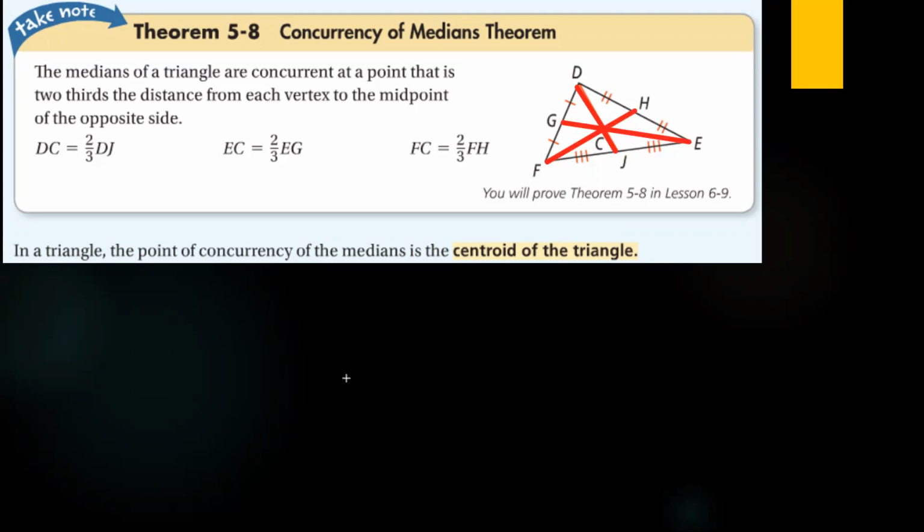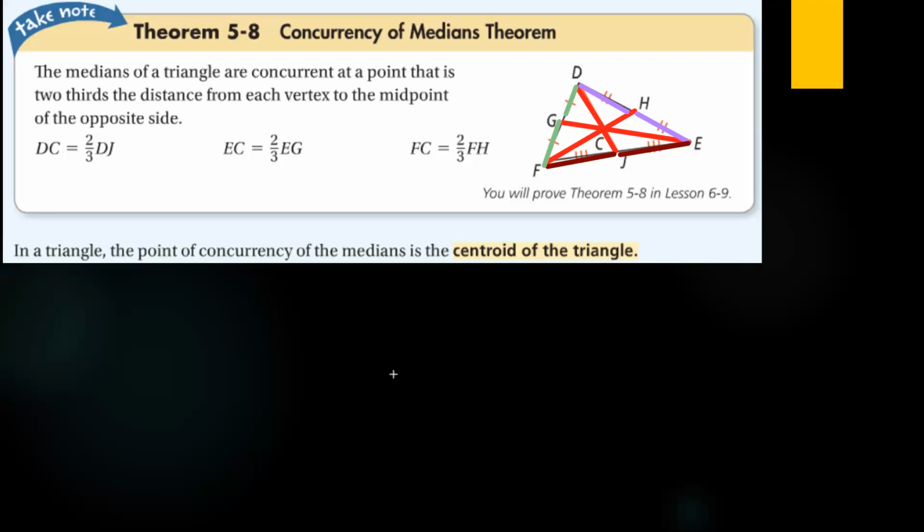These are the medians. Since each starts from a midpoint, the length of DH equals the length of HF, the length of JE is equal to the length of FJ, and the length of FG is equal to the length of GD, because H, J, and G are midpoints. All of this we know from before.